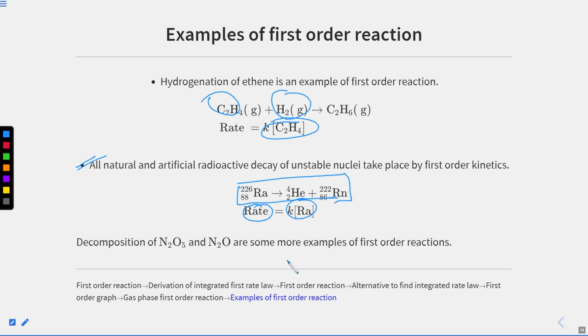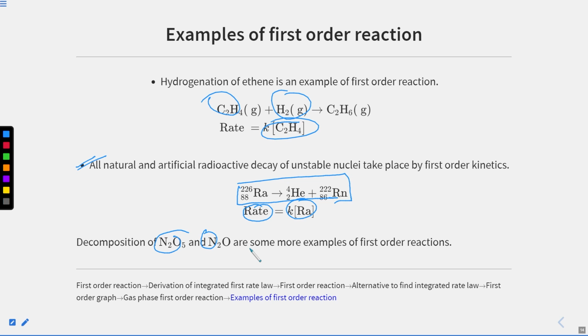We have another example, that is decomposition of N2O5 and N2O. These are also examples of first order reaction. So this is all about first order reaction. We have seen the first order reaction wholly today, but we are left with one topic of the first order reaction, that is the pseudo first order reaction.